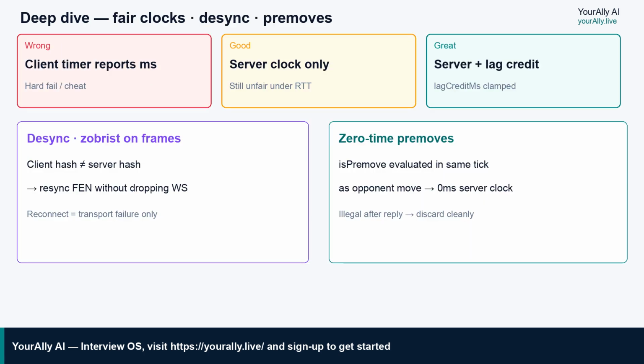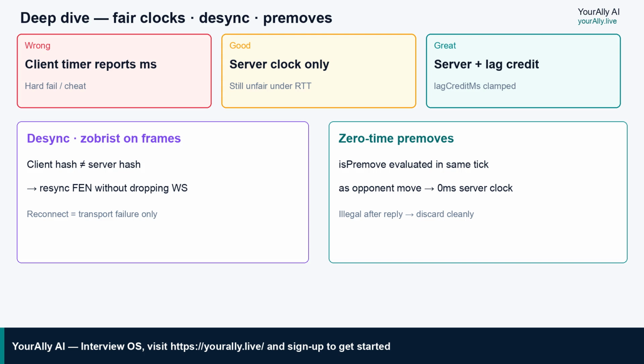Deep dive 3: fair clocks when networks are unequal, plus desync and pre-moves. Wrong: the client tracks a timer and reports remaining milliseconds. That is a hard fail. Cheating is trivial, and you told the interviewer you do not understand authority. Good: server authoritative clock with no compensation. Better than cheating, still unfair.